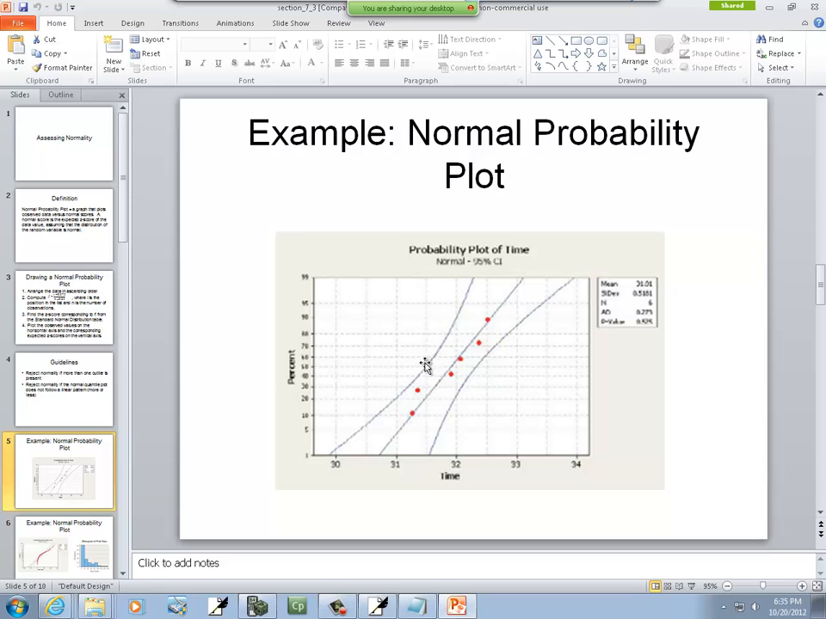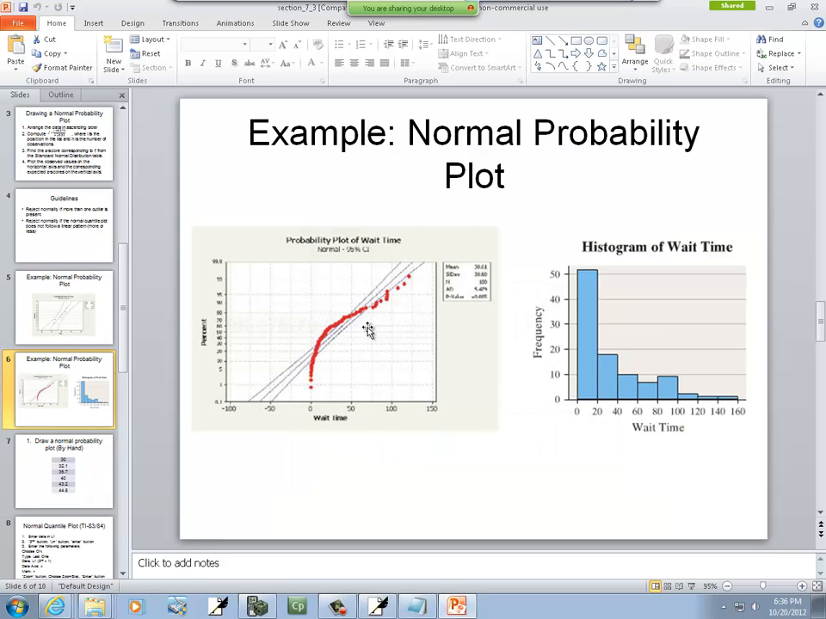Now this is an example. The dots there are your normal quantile, or normal probability plot, sorry. And these curved lines here are guidelines that Minitab puts in there, just to see if all the dots are within those guidelines. In this case, they are, and this follows a normal distribution. It's more or less a line.